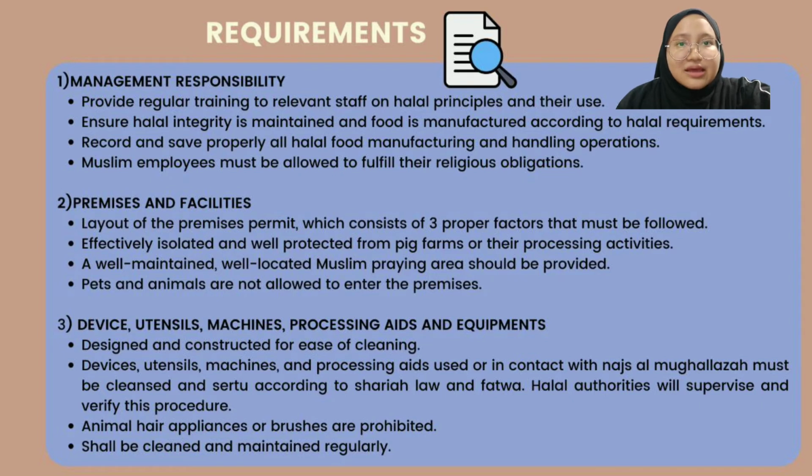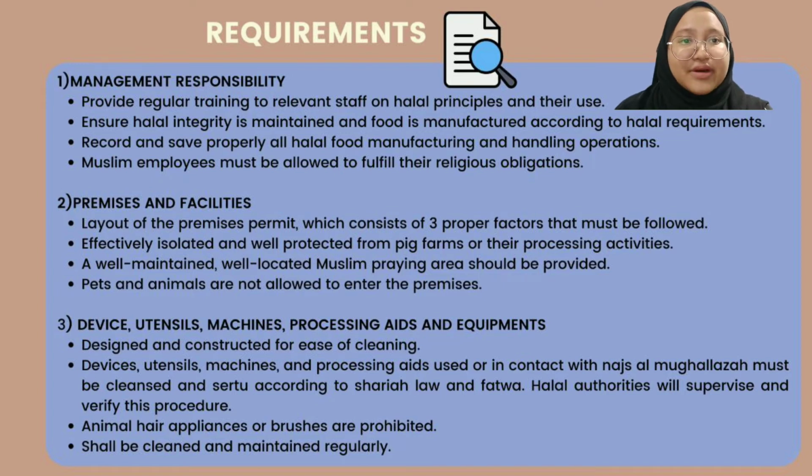Premise and facilities. The layout of the premise permits three proper factors that must be followed. The first one is proper process flow, the second one is proper employee flow, and the third one is good hygiene and safety practice. The premise must be effectively isolated and well protected from pig farms or their processing activity to prevent contamination through their staff or equipment. Next, a well-maintained, well-located Muslim praying area should be provided in the premise. Last one, pets and animals are not allowed to enter the premise.